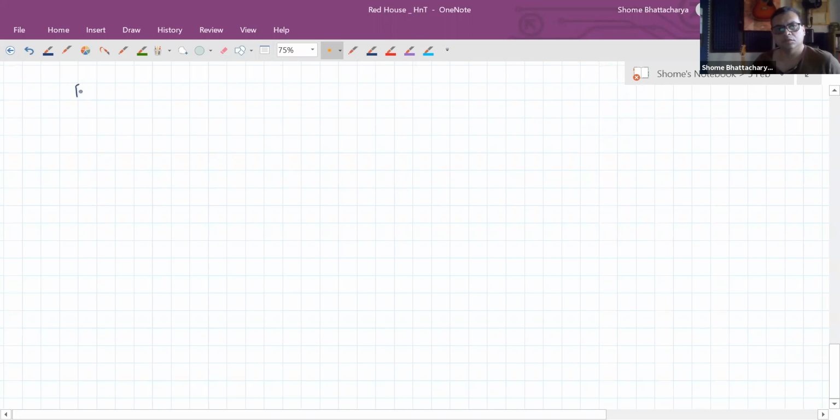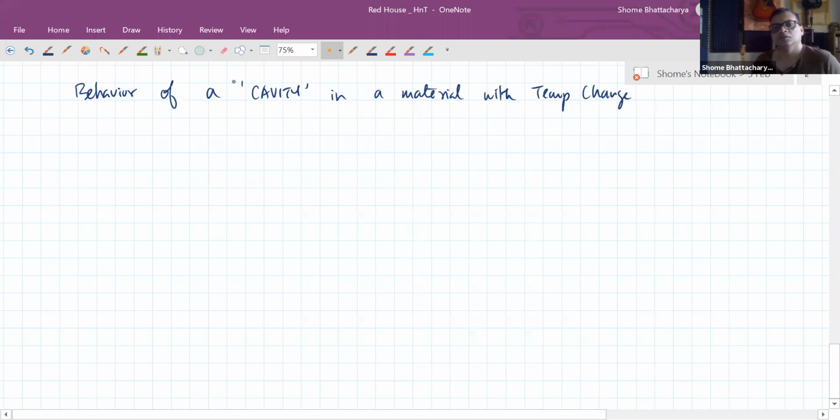Is the behavior of a cavity in a material with temperature change. Okay, so to understand this, let's visualize an example like this.